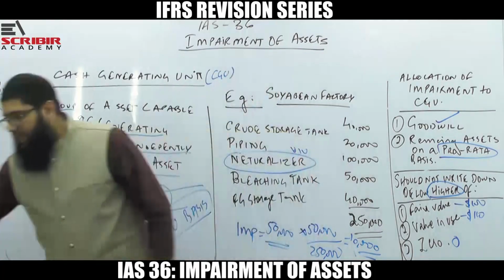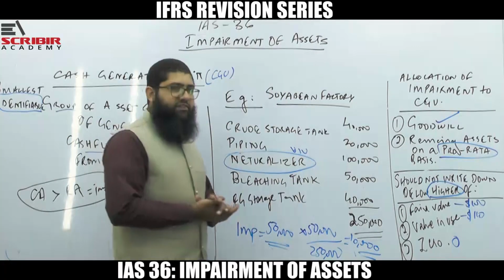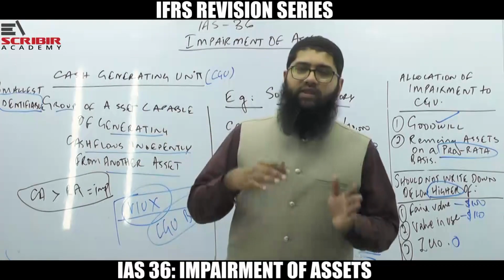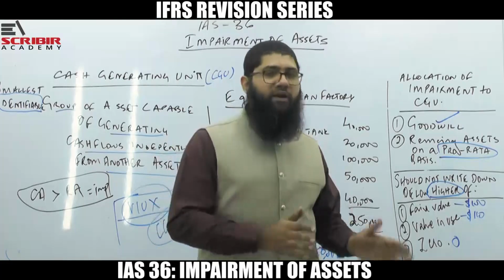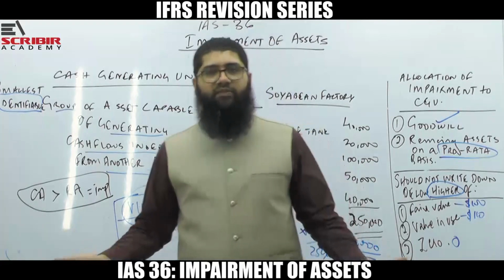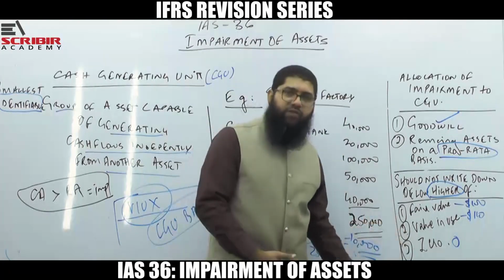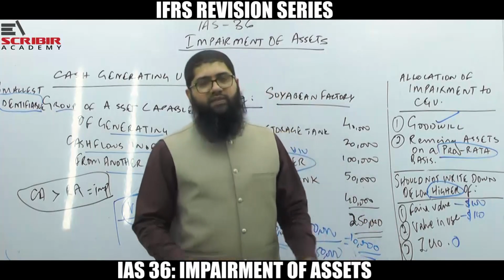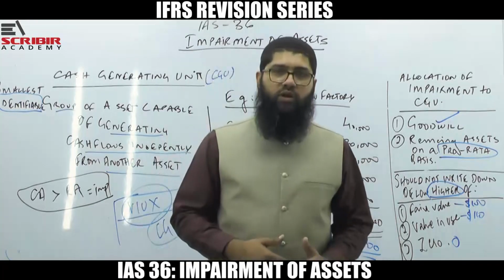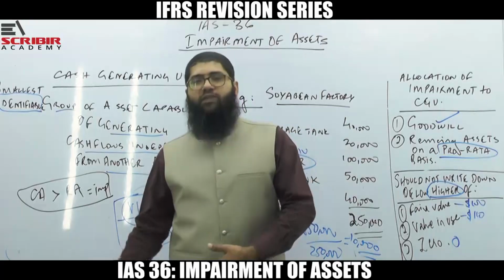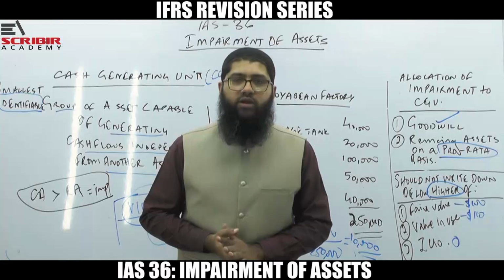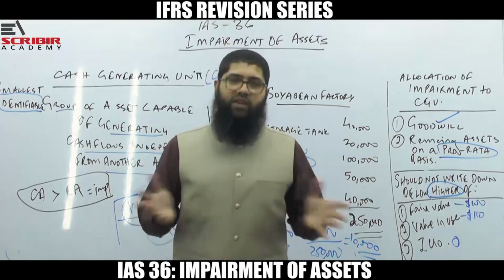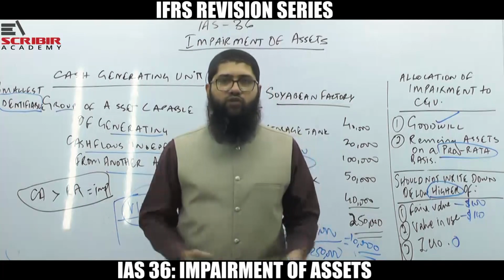So this is basically a quick revision of IAS 36 Impairment of Assets, covering when the impairment loss arises and how the impairment loss is recognized, what are the indications of impairment, what are the indications of reversal of impairment, and at the same time how reversal of impairment is booked, and lastly the concept of cash generating unit and how the impairment loss is allocated to a cash generating unit. So hopefully this quick revision of IAS 36 was fruitful for you. Thank you.